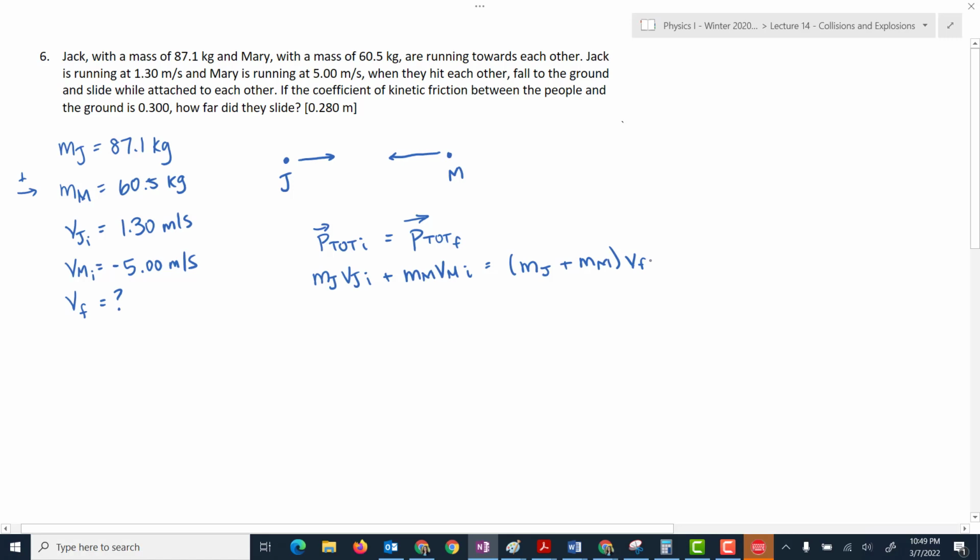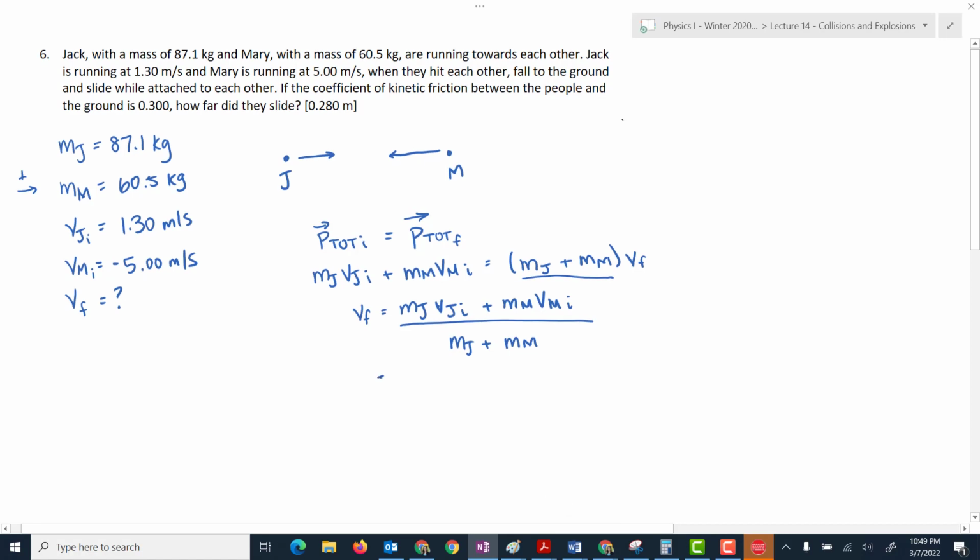So this is their velocity after the collision. And I didn't put subscripts because there's only one object now. They're stuck together. So it's Jack and Mary together. All right, so I'm trying to find this V final. So I'll rearrange the equation first. So I really just divided both sides out by this. And now I have the final velocity.